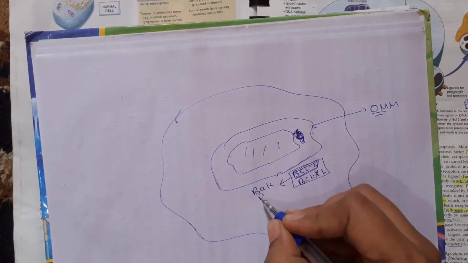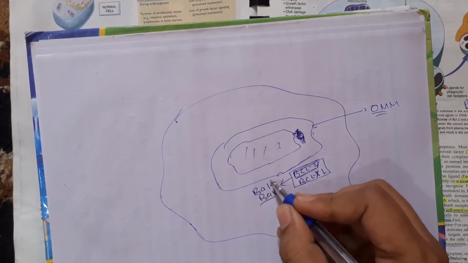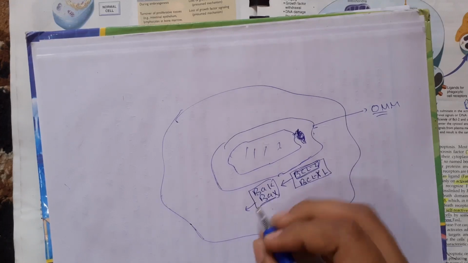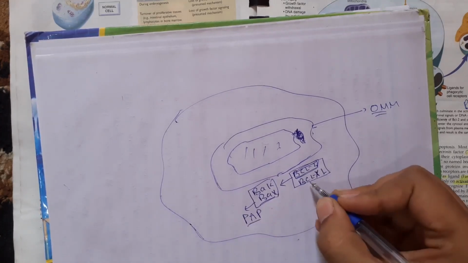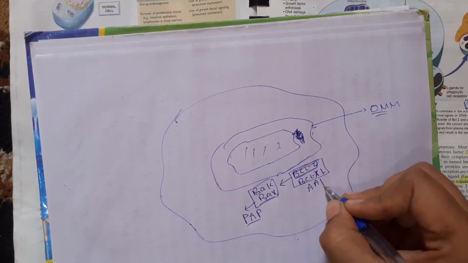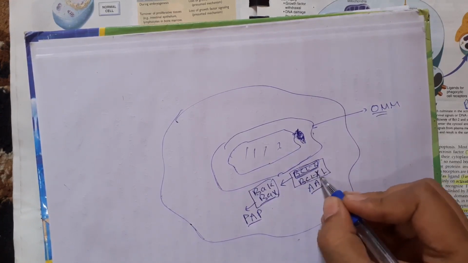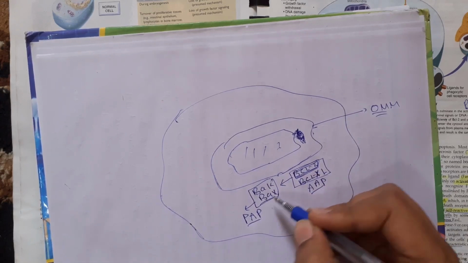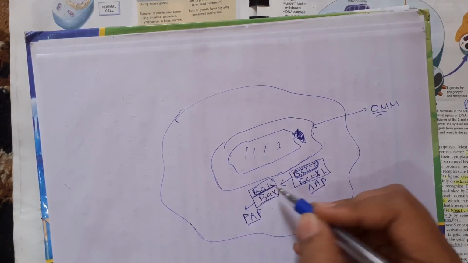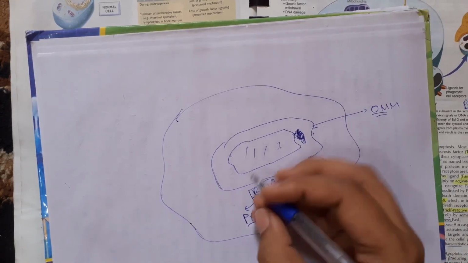BAK and BAX. These are two pro-apoptotic proteins, and BCL2 and BCLXL are anti-apoptotic proteins. So BCL2 and BCLXL control the activity of BAK and BAX. How do they control it? These are basically channel proteins, and when they dimerize, they produce a channel here.